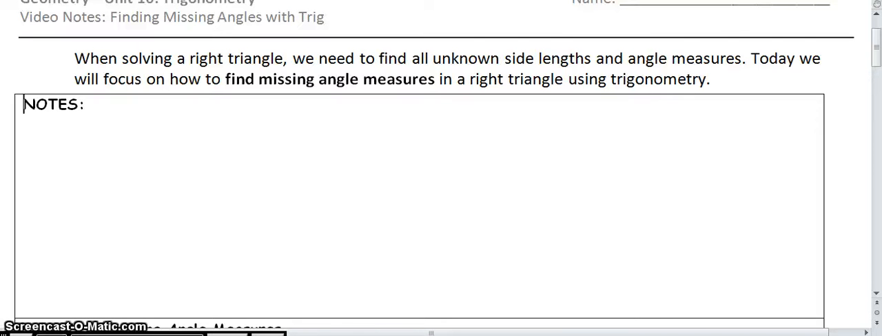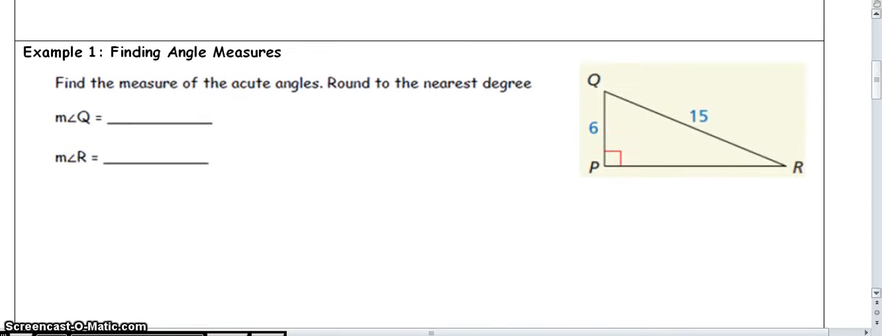Hi everyone. In the previous video we learned how to use our trig ratios to solve for missing sides of right triangles. We're going to expand upon that today and use our trig ratios this time to find missing angle measures in a right triangle. So I'm going to start with an example and then we'll backtrack through some notes from there.